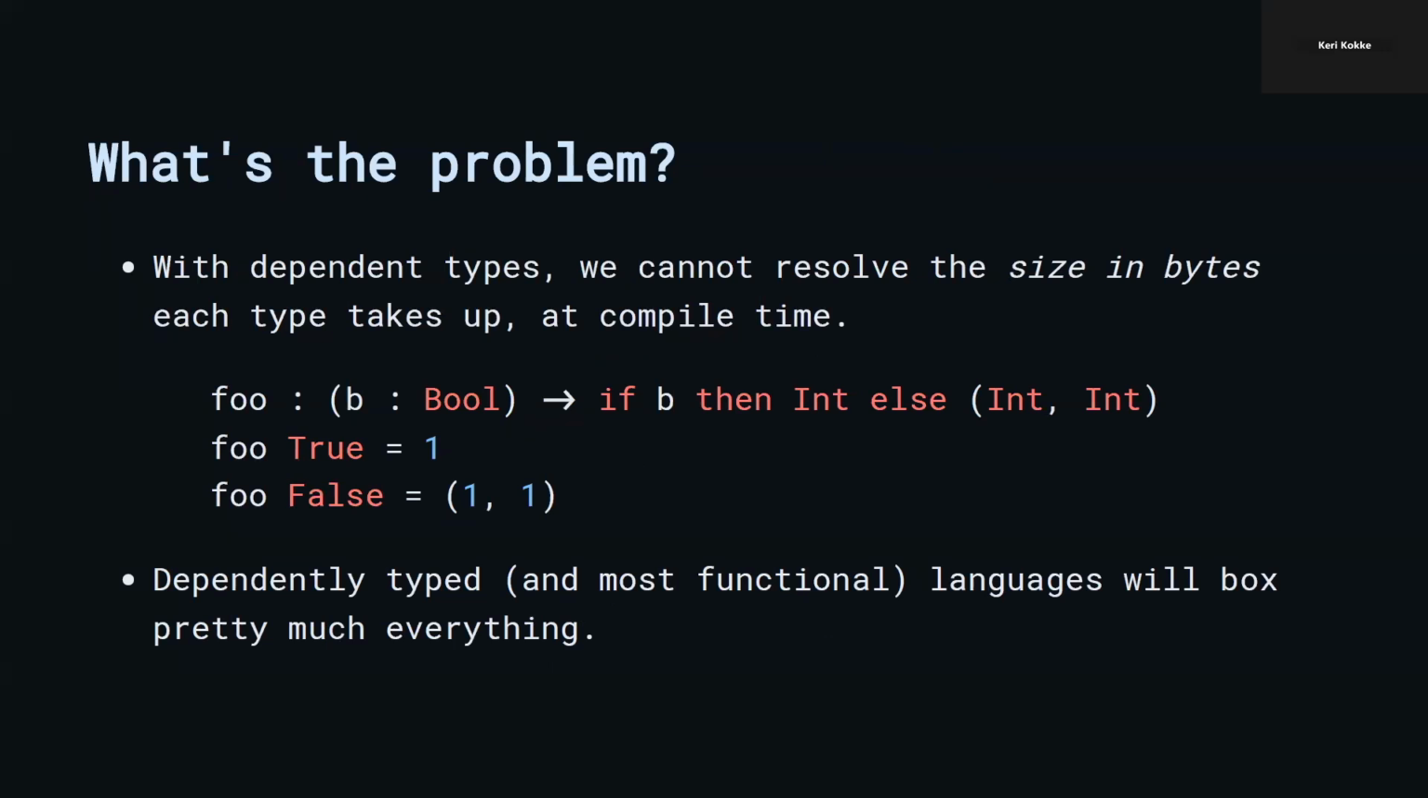And the memory layout of an integer is different from a pair of integers. So it's not clear how we would compile this function without knowing what b is. And b will only really be known at runtime. And you could say, okay, maybe we can just take the maximum of both branches or something. But in general, we'll be able to have any function there that computes a type, and we will not really be able to know all the possible things it can be. And for this reason, pretty much every dependently typed language, and also most functional languages for some other reasons, will box pretty much everything.